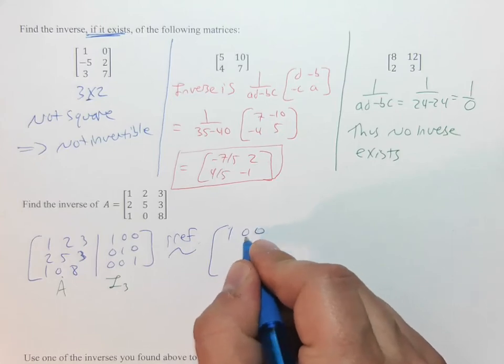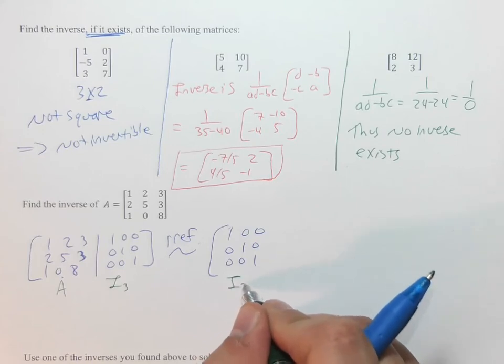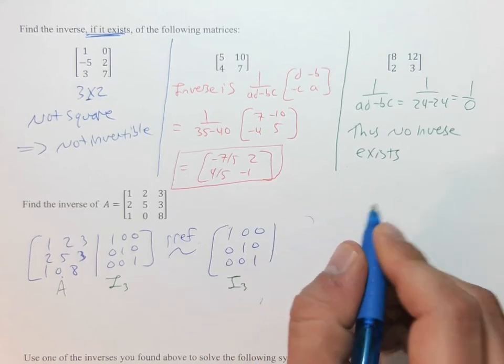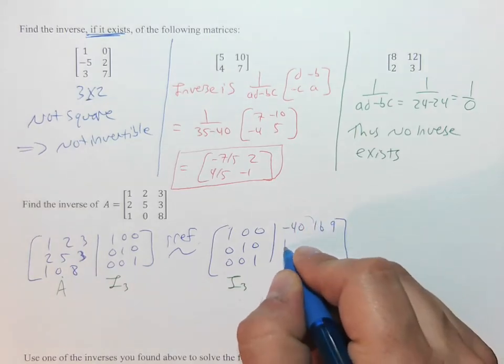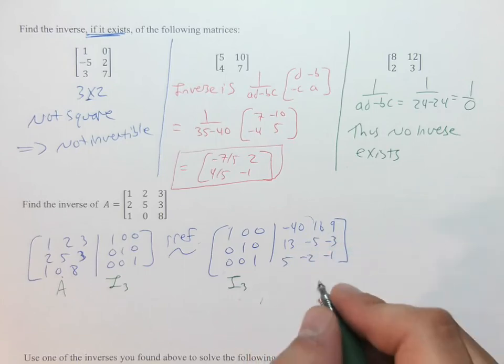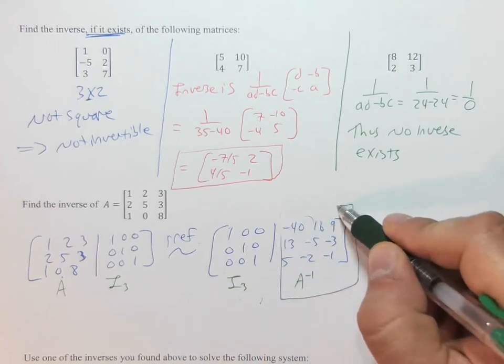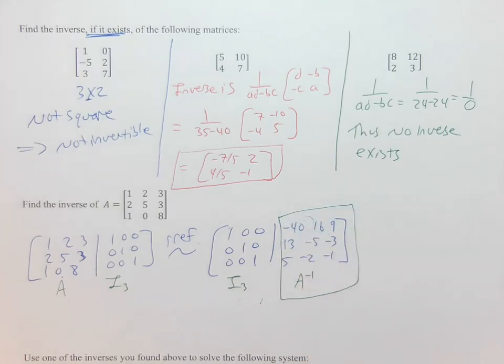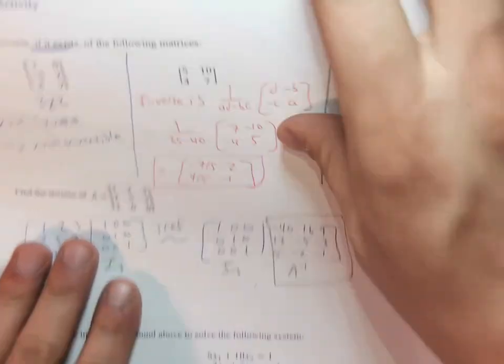And it turns out A does reduce to the identity matrix, right? So we do get A turning into I. And so that means whatever this is right here is the inverse. And so that turns out to be this. So this is the inverse right here. And lastly, we can use this inverse right here to solve the system down at the bottom of the page.